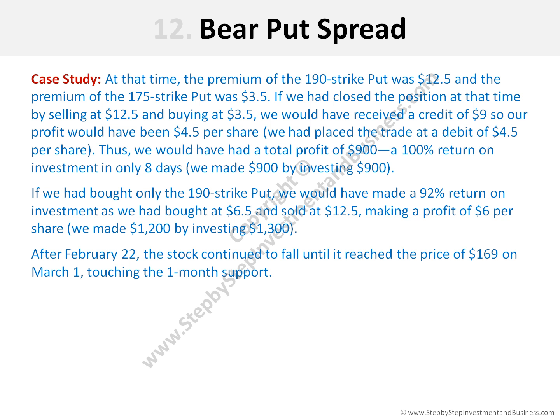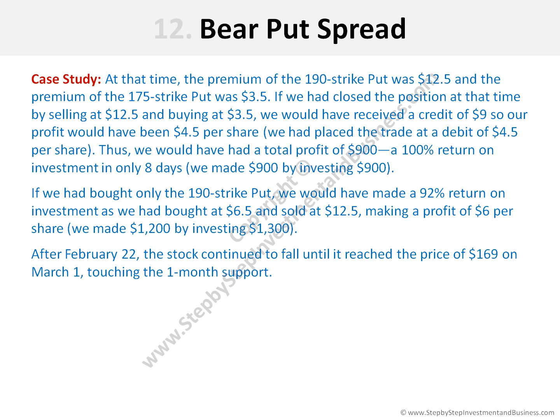Thus, we would have had a total profit of $900, making a 100% return on investment in only 8 days. That is, we made $900 by investing $900. If we had bought only the 190 strike put, we would have made a 92% return on investment, as we had bought at 6.5 and sold at 12.5, making a profit of $6 per share. That is, we made $1,200 by investing $1,300. So, with the bear put spread, we would have made a higher return than the one made by buying only the put.